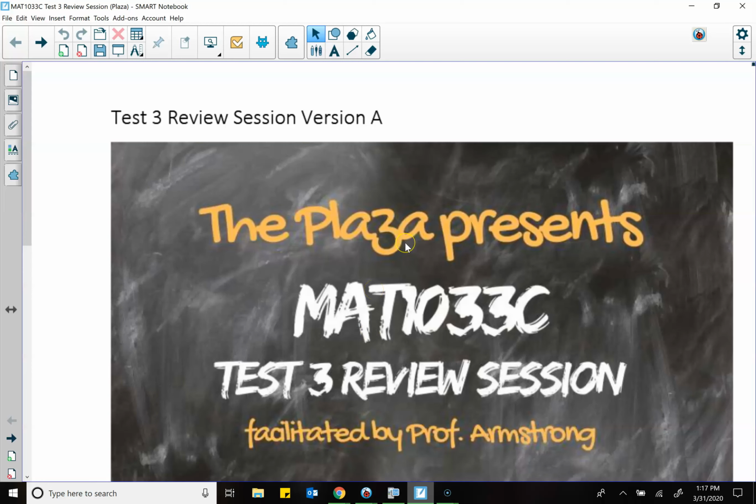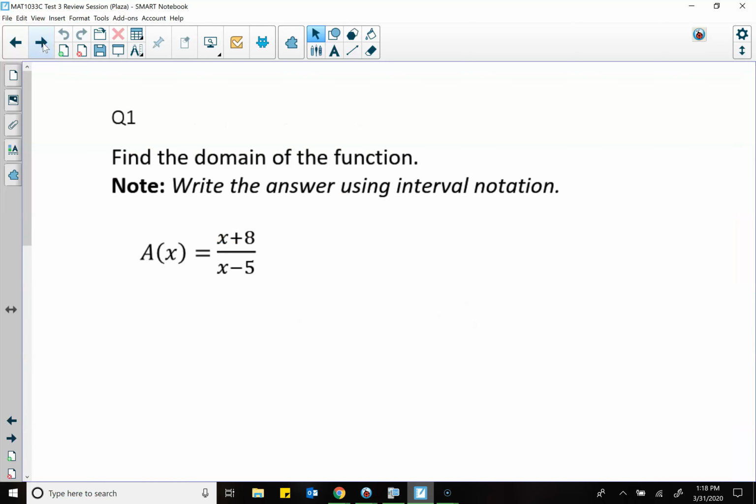So welcome to the test 3 review for 1033C, intermediate algebra. Let's go ahead and begin. We got 20 questions that all come from chapter 4 through chapter 5, and they do go in order, so I will let you know as we move through what section is what.